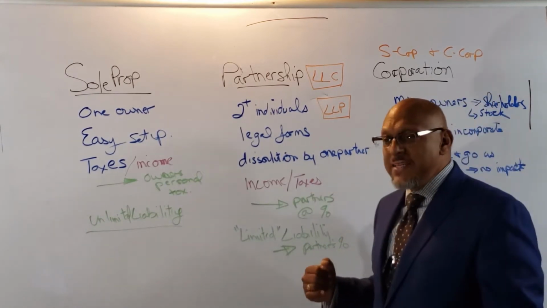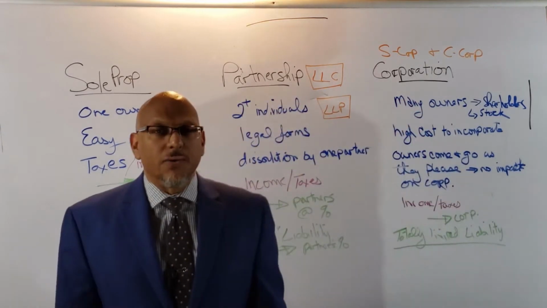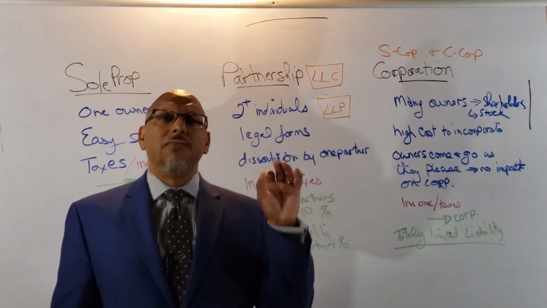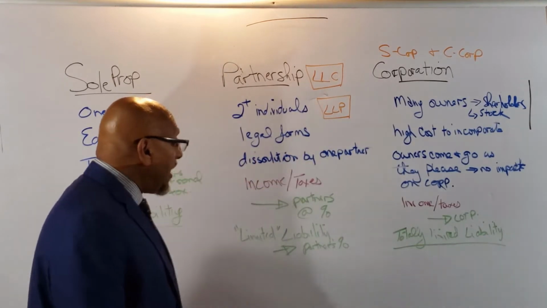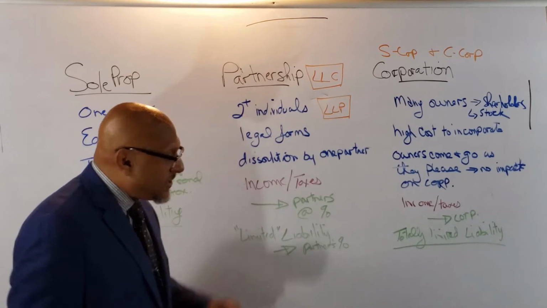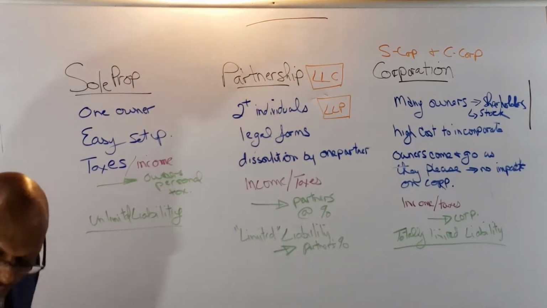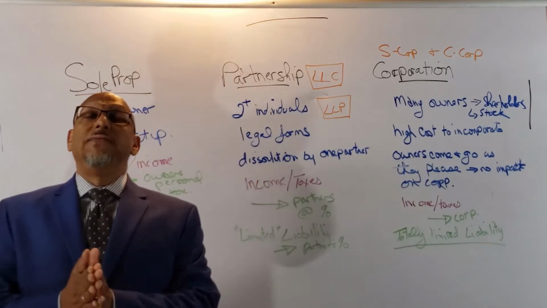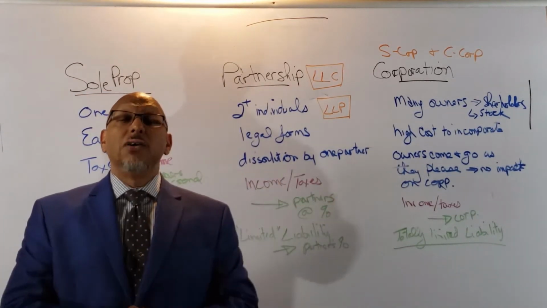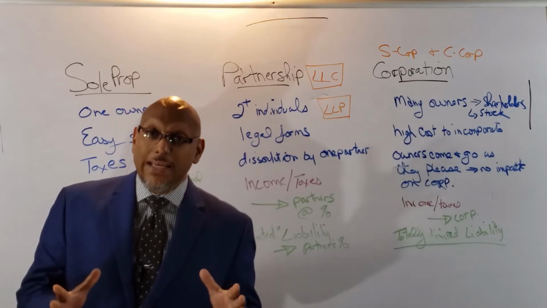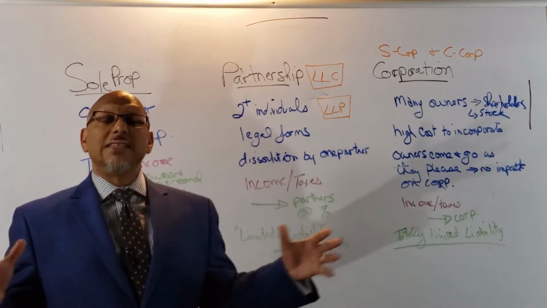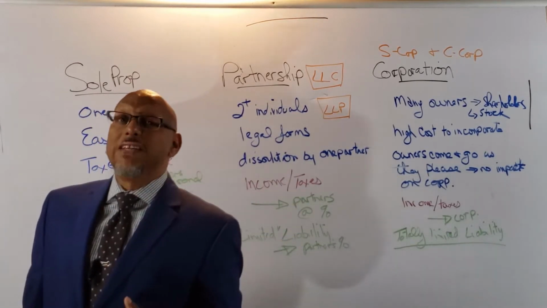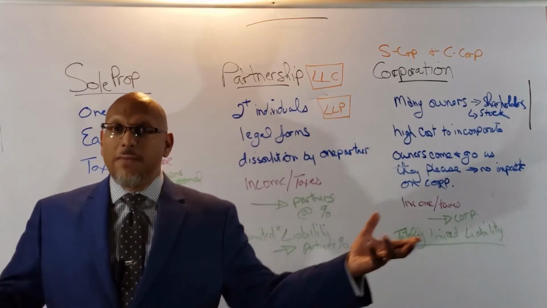Now, the income and taxes are distributed to the owners according to the percentage of investment, based on the partners' percentages. So if you have two partners that are 50-50, and the partnership earns $100,000 net income, then each partner gets $50,000 and is charged taxes as if they earned $50,000 plus whatever other income they have.